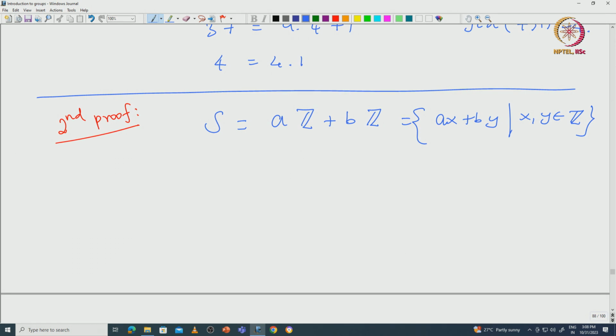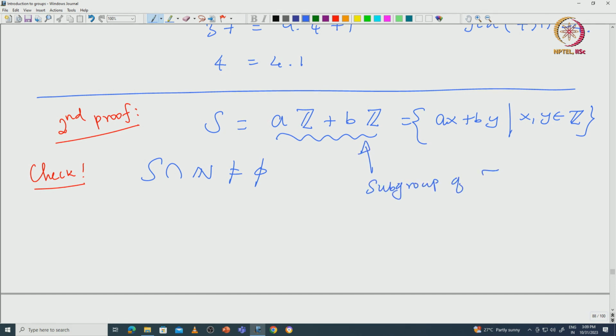In particular, you can prove that S intersection N will be non-empty. Okay, this is something I will leave it to you to check, for example case by case. So the important point here is that this aZ plus bZ is not some random subset of Z; it is indeed a subgroup. This is something you can directly check. So this is indeed a subgroup of integers.